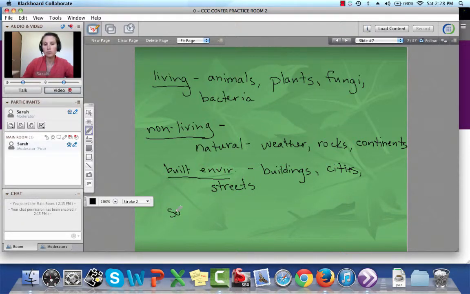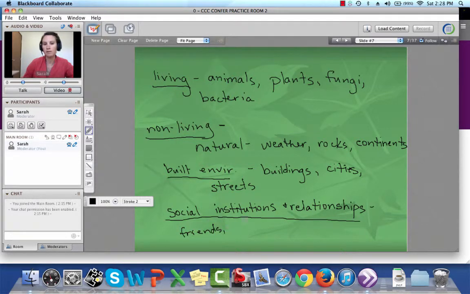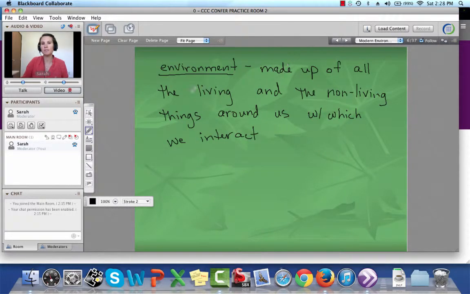And of course, we also have social institutions and relationships. So the people with which you interact, you've got friends and family. They're part of your environment. They influence you. Your government is part of your environment. They regulate, they have a lot of rules regulating how you use your resources. So this is all part of your environment. It's really important to keep this definition in mind throughout the semester: made up of the living and the non-living. That's the key there.